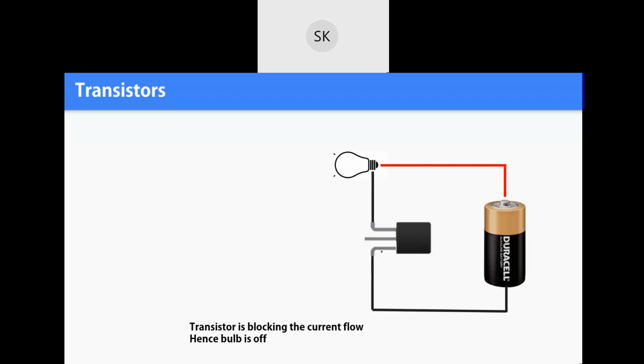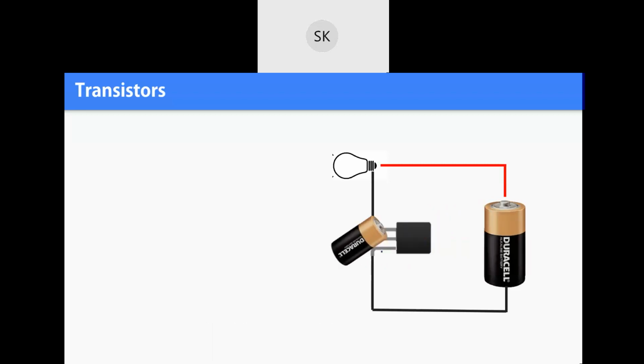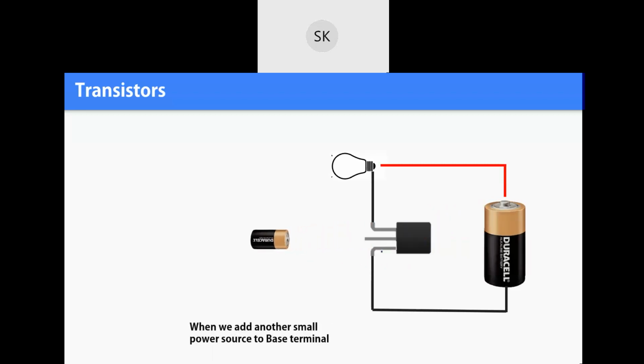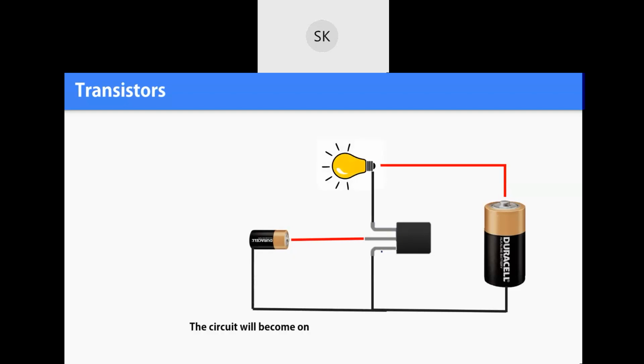You can react in the chat box. Okay, I will tell you. We need to attach, suppose we attach a smaller voltage to its base terminal, if we attach a small voltage to the base terminal separately, then the circuit will get completed and then the bulb will glow.